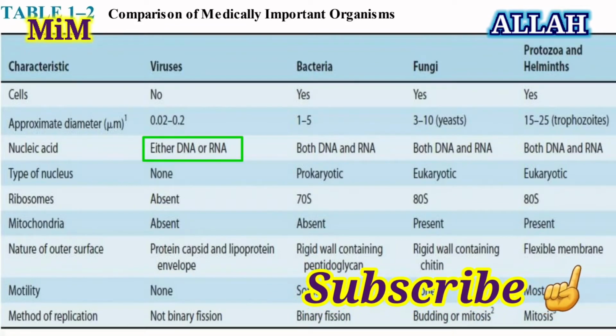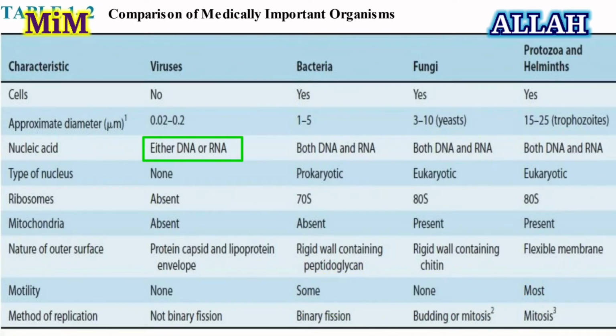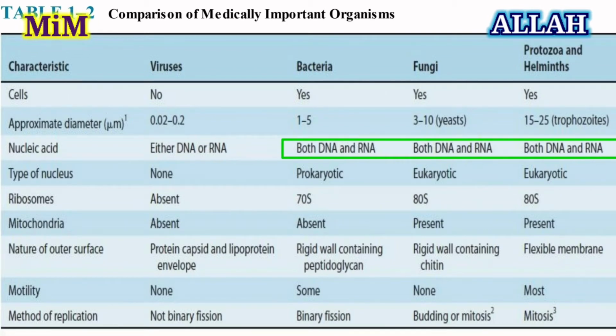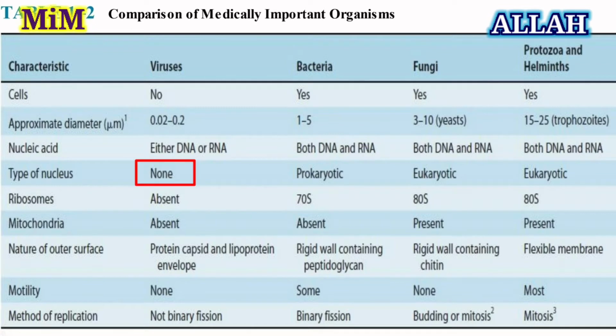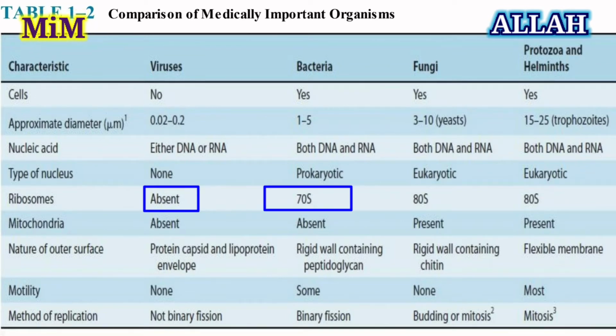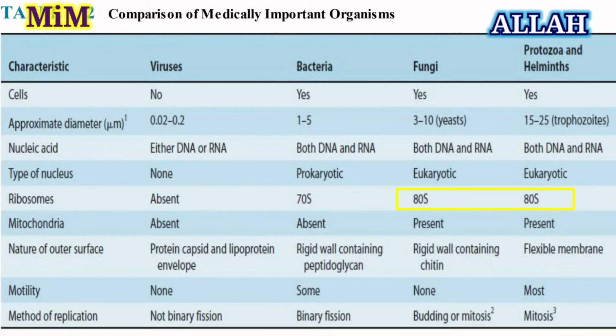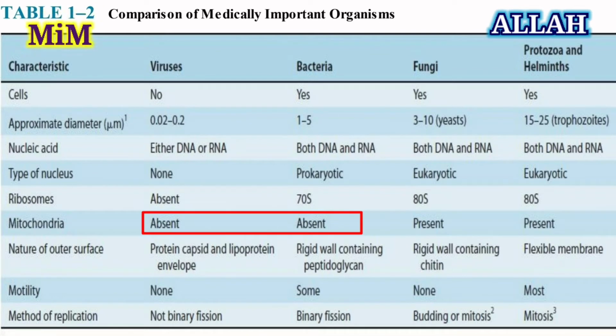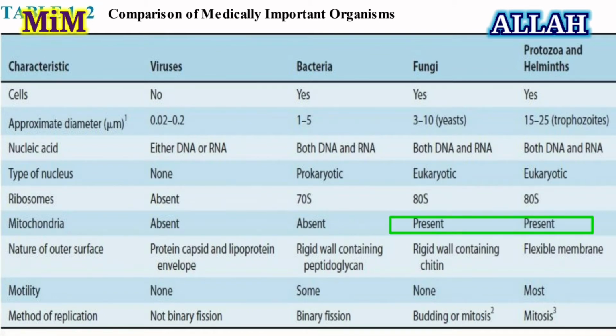The nucleic acid in viruses is either DNA or RNA, while the nucleic acid in bacteria, fungi, and parasites is both RNA and DNA. There is no nucleus in the viruses, no distinct nuclear compartment in bacteria, while a membrane-bound nucleus is present in fungi and parasites. Ribosomes are absent in viruses, while the smaller size of 70S is in bacteria and the larger size of 80S is in parasites and fungi. Mitochondria are absent in both bacteria and viruses, while present in fungi and parasites.